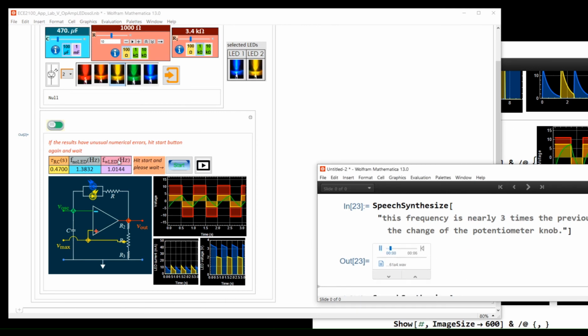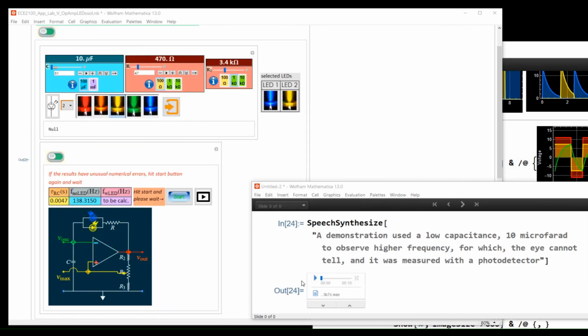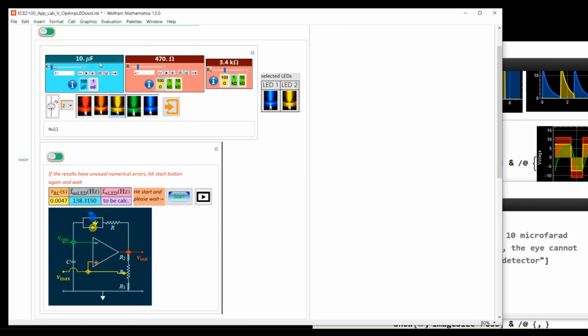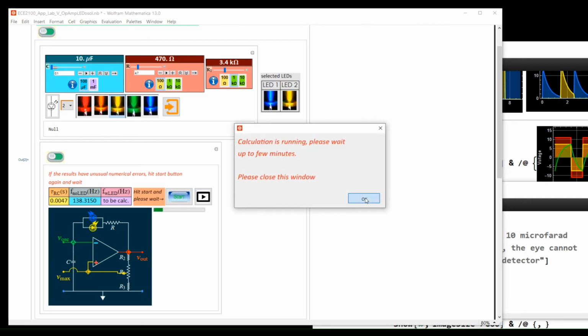This frequency is nearly 3 times the previous, due to the change of the potentiometer knob. A demonstration used a low capacitance, 10 microfarad, to observe higher frequency, for which the eye cannot tell, and it was measured with a photodetector.